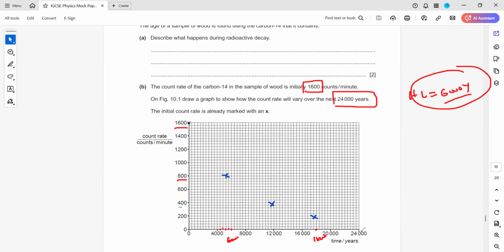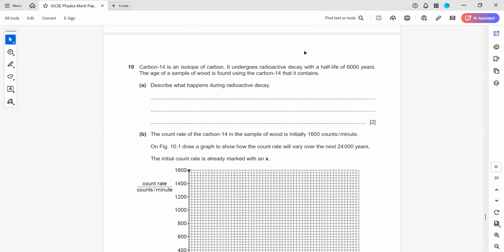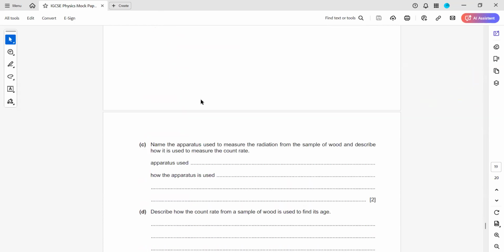And then after that, what is half of 200? It will be 100. So somewhere here it will be. And we have to complete the exponential decay here. It will always be a curve. Decay is always a curve in the beginning. So this is how we will join. That's the decay which we have to complete. In the beginning of the question, they mentioned the half-life, which was 6,000 years. So after every 6,000 years, it will become half of its original value.